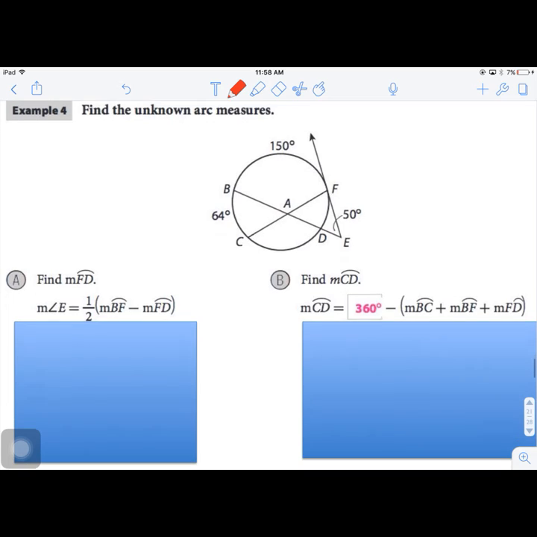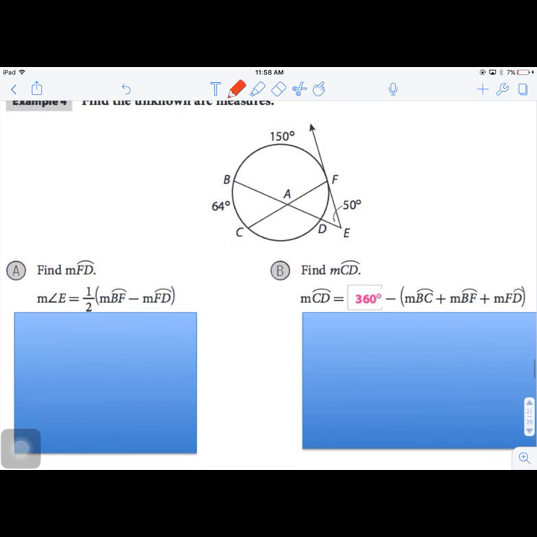And then let's go ahead and do the next example using some of the relationships that we have just learned. The first one is looking for the arc FD, which is this piece right here. So we're going to call it X. Since in this picture we have a secant intersecting a tangent intersecting a secant, we have two pieces of the arc. The big piece is 150 right here, and the small piece is X. So we're looking for X, the small piece.